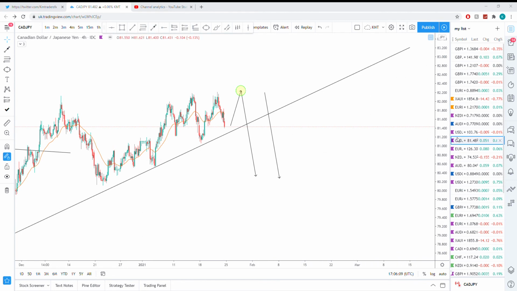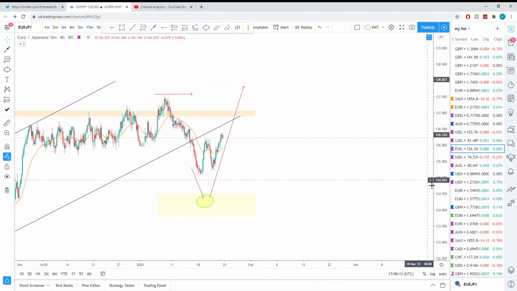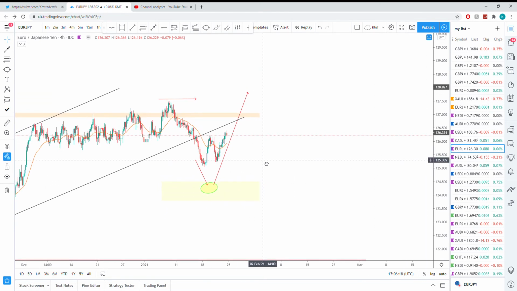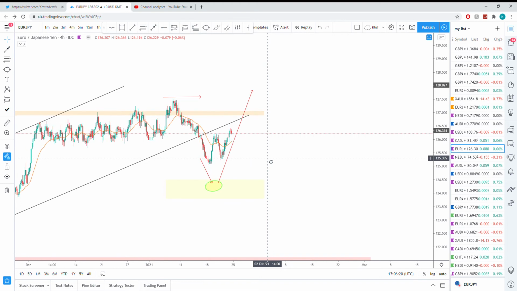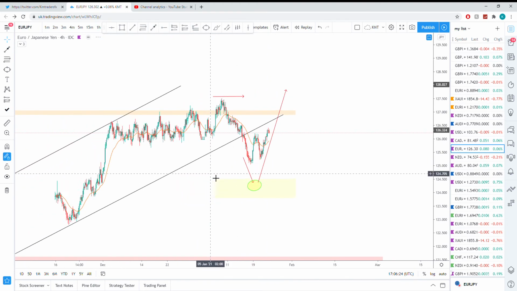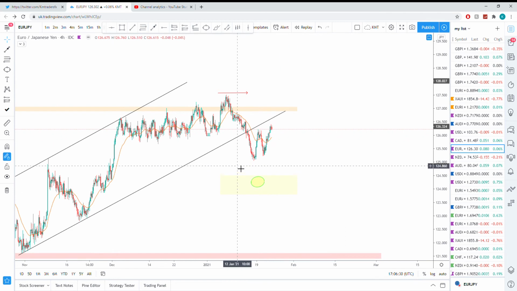So moving on to EURJPY. Taking a look at this pair, what we're anticipating here is a potential move to the downside. Now, we clearly haven't managed to do that. We've pretty much had a complete opposite move. So let's have a check in here and see what we can ultimately look for.